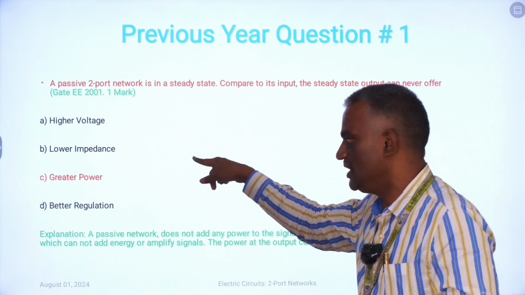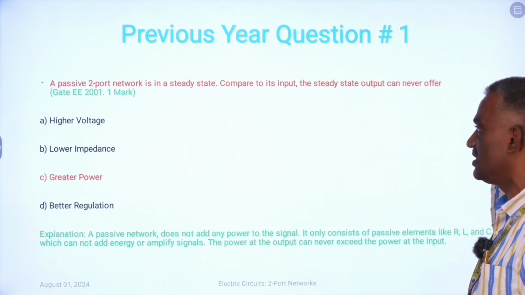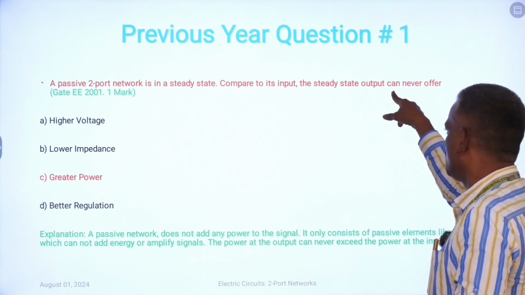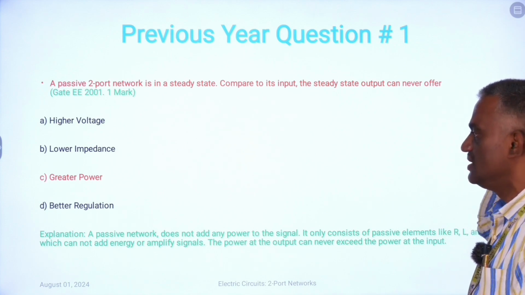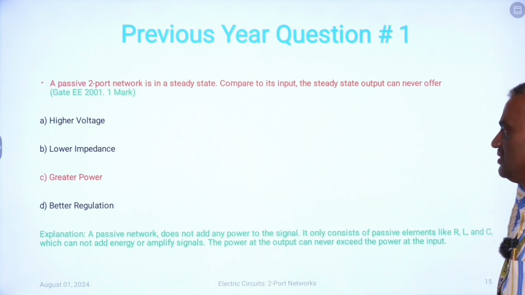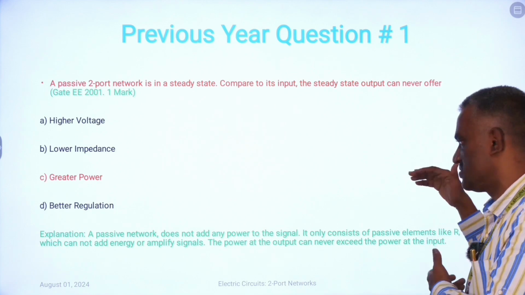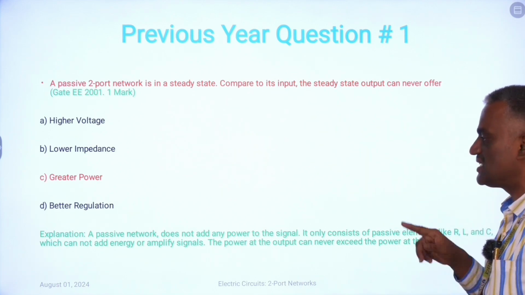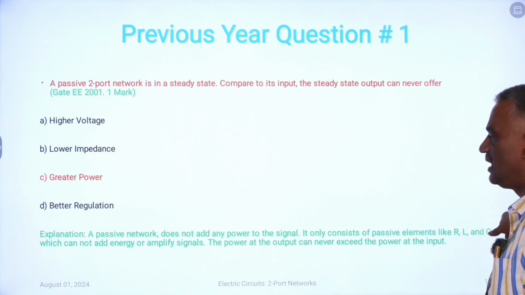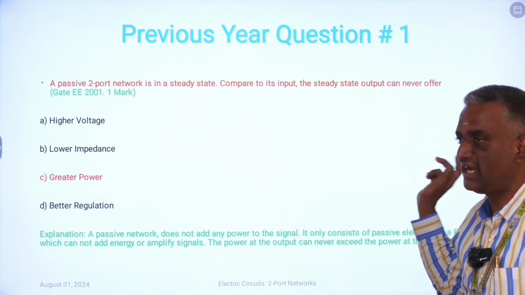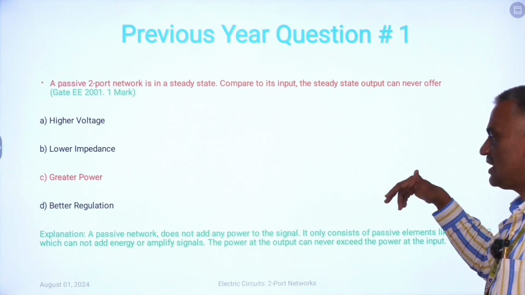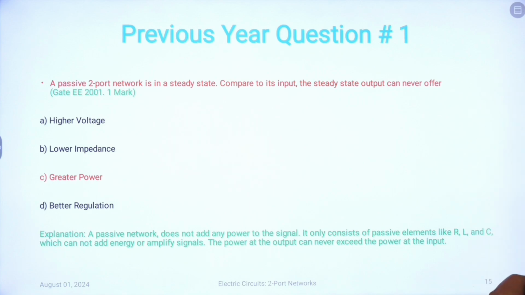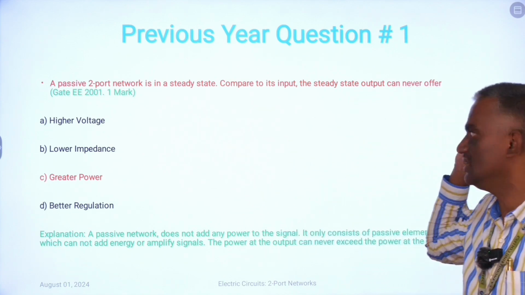See, A, B and D suit for the given condition. What is the question asked? Which will not suit? That is the steady state output can never offer. That is the question. So C will not suit, that is nothing but greater power. It cannot offer greater power. Why is it not offering greater power? Yes, it is a passive two-port network. That is the keyword here. Passive in the sense what? It will have passive elements, RLC. So passive elements cannot add energy or amplify the signal. It is never going to give a better output compared to the input. So option C suits for this question.